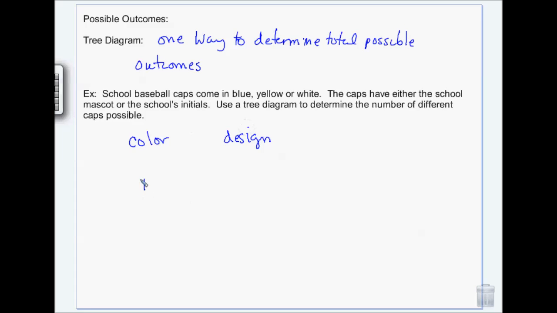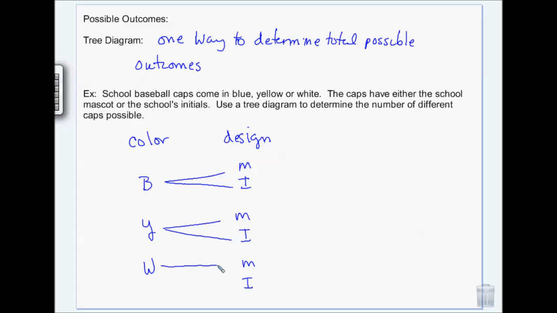Okay, so we can have a blue, a yellow, or a white hat. And if we go with blue, we can get a mascot or initials, right? If we go with yellow, we can get a mascot or initials. And if we go with white, we can get a mascot or initials. So 6 outcomes? So all you really have to do is pretty much multiply the whole thing? That's the next page, yep. So there's 6 possible outcomes or 6 possible hat combinations.